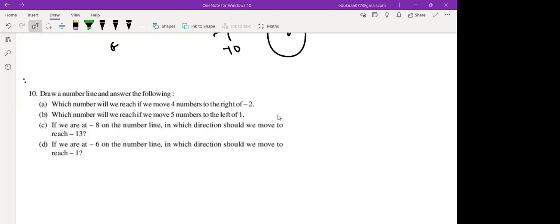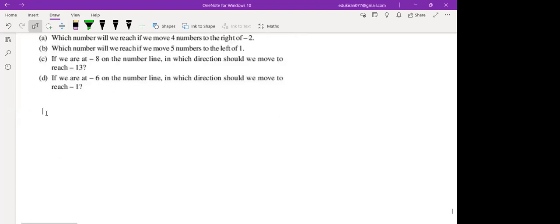Correct. If we are at negative 8 on the number line, in which direction should we move to reach negative 10? Ma'am, we have to move left. Yes. And D1, if you are at negative 6, in which direction do you move to reach a greater number? Ma'am, we have to move right. Yes, correct. Very good. Okay, now let's just come to the next exercise. Now the difficulty will be there, not difficulty basically. You have to learn a few things. That's it. You have to finish this exercise.